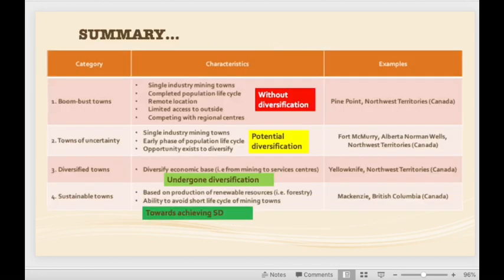So this is the summary for all categories. For the first category, which is boom-bust towns, it doesn't last too long because it doesn't undergo diversification, or it is without diversification. Second one, towns of uncertainty. It has the potential of diversification, but the status remains uncertain. And the third one, diversified towns, it undergoes diversification. And the last one, sustainable towns, towards achieving sustainable development.